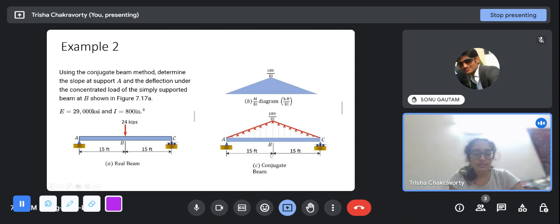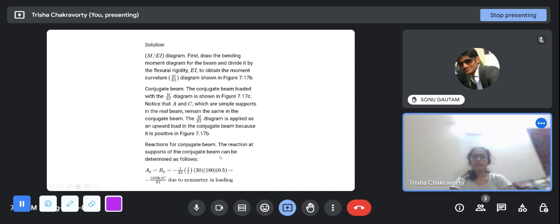So anyway, this is the conjugate beam that is loaded with a triangular load. And what do we want? We want the slope at support A. So for that, we need the shear force at A. We first draw the bending moment diagram for the beam and divide by the flexural rigidity to obtain the M by EI curvature diagram.